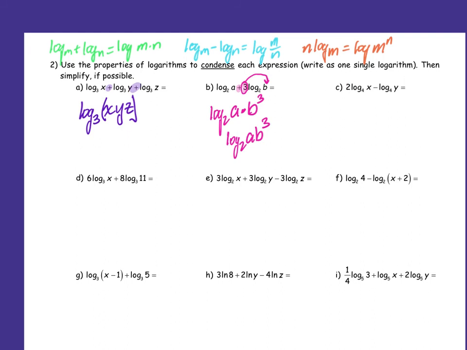Okay, for the C, I have an exponent that's going to go with the x. And then I have a minus sign, which means it's going to become division. So I've got log base 4 of x to the second all over y.